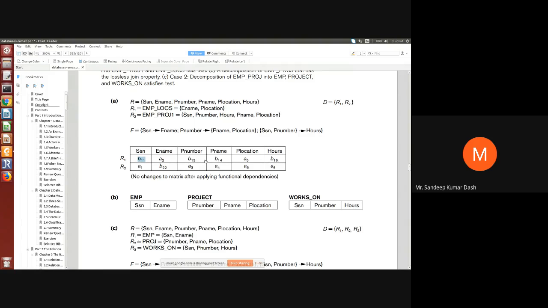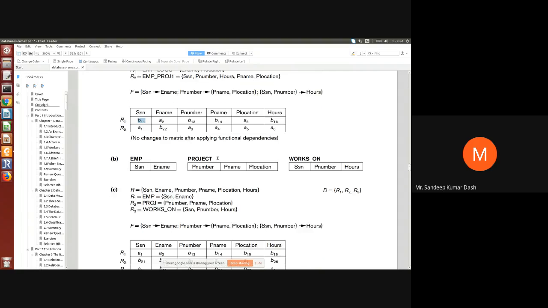Similarly, P number, P name, hours, they cannot be converted into A. So neither in this row could I convert all the B into A, nor in this row could I convert any B to A. So this is stuck. That means I cannot do anything further, so this type of division is not preferred. Fine. See another example.